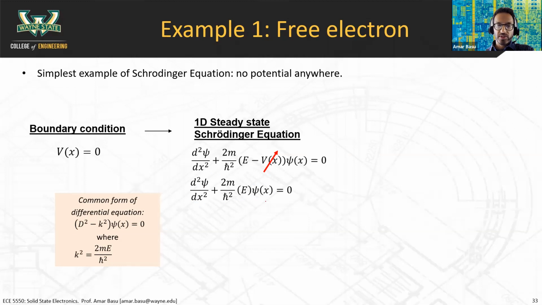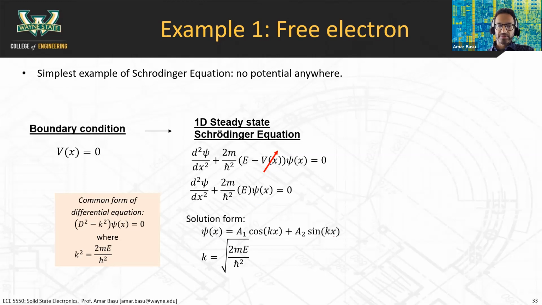There are known solutions to this differential equation, and the solution form looks like this. Remember, we're trying to solve for psi of x. So the solution form looks like this: psi of x is equal to a1 cosine of kx plus a2 sine of kx, where k squared is equal to 2mE over h-bar squared. So basically, this is k squared, and k is the square root of that 2mE over h-bar squared. This is a standard form of a differential equation.